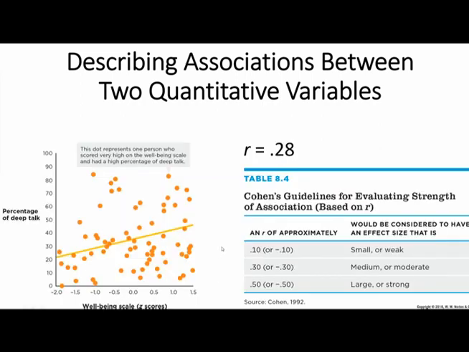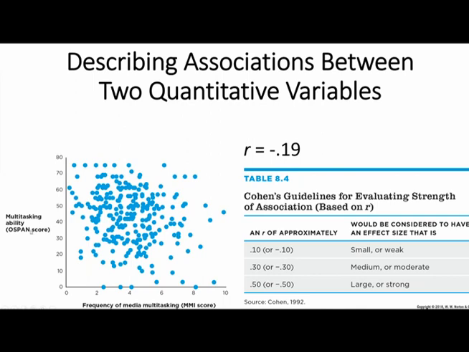So if we wanted to look at a couple of examples, we've already seen this graph with our deep talk and well-being scale, and we said our R was 0.28. And so from our table here, we could say that that falls under a medium or moderate association.